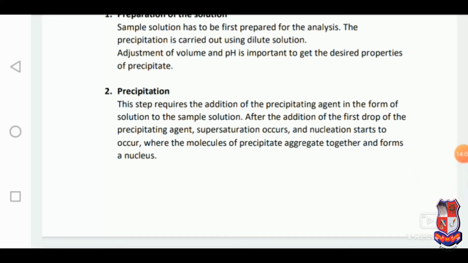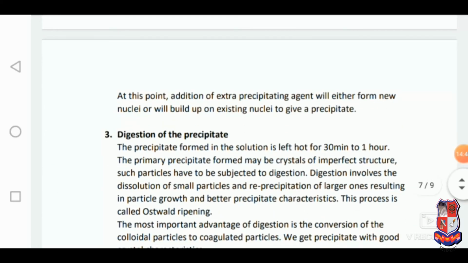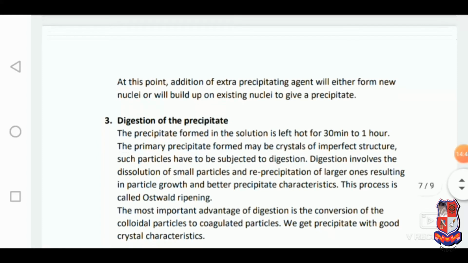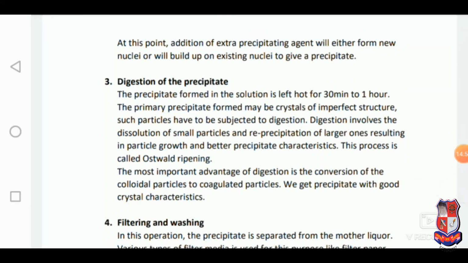Second is precipitation itself. This step requires the addition of the precipitating agent, in the form of a solution, to the sample solution. After the addition of the first drop of precipitating agent, supersaturation occurs and nucleation starts, where the molecules of precipitate aggregate together and form the nucleus. This is the foremost requirement, and on the basis of the nucleus, other molecules of the analyte come together and form the crystal. At this point, addition of extra precipitating agent will either form new nuclei or build on existing nuclei to give the precipitate.